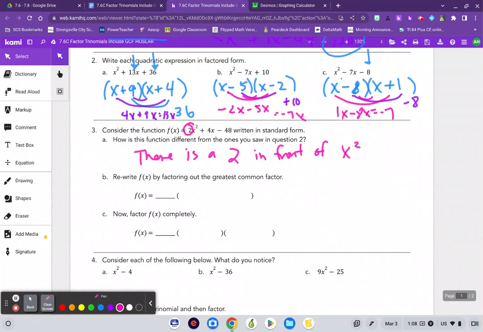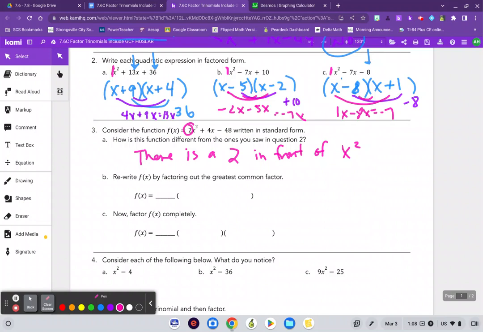In every other problem that we've done, there's not been a number in front of x squared. Technically, the number in front of x squared up here is 1 in every single one of these examples. So that's what makes this different. So what that means is we're going to rewrite f of x by factoring out the greatest common factor first.